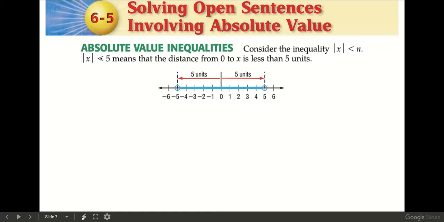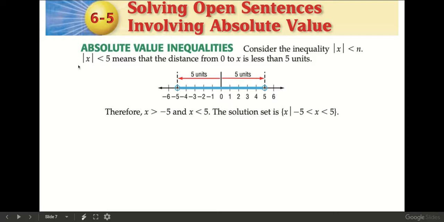If x was 0, the absolute value of 0 is also 0, which means that 0 is less than 5. What if I put negative 3 in for x? The absolute value of negative 3 is positive 3, and positive 3 is less than 5. So all of these numbers in between work. Therefore, x is greater than negative 5 and x is less than positive 5, the solution set.